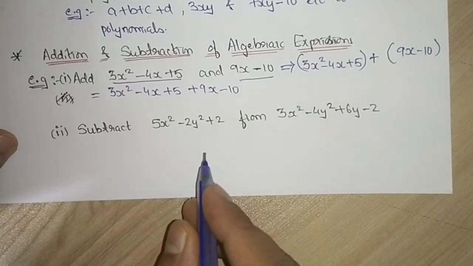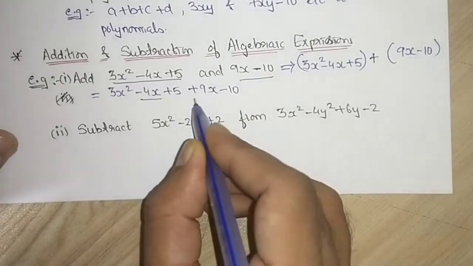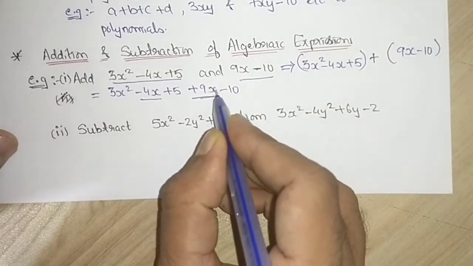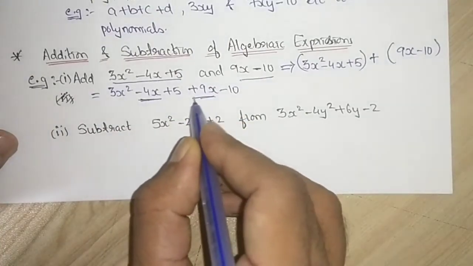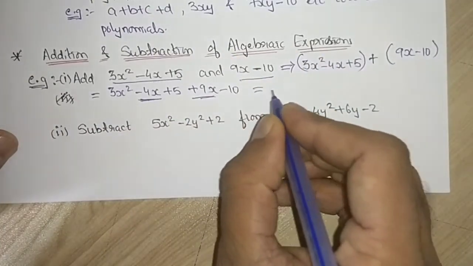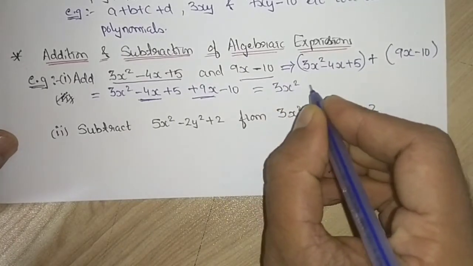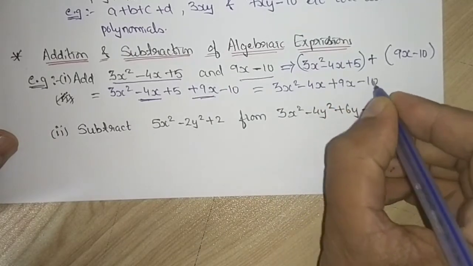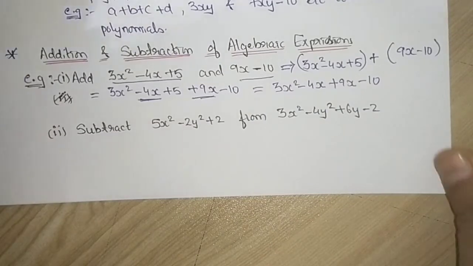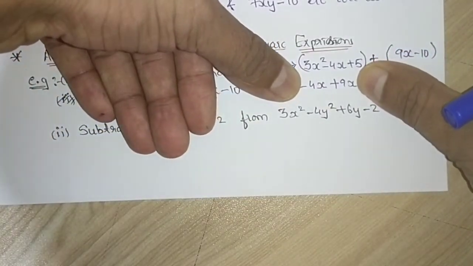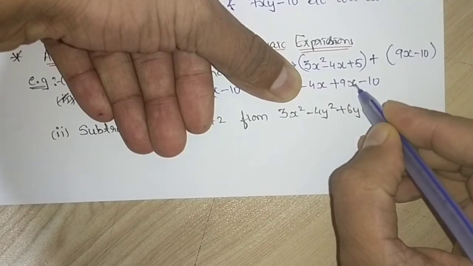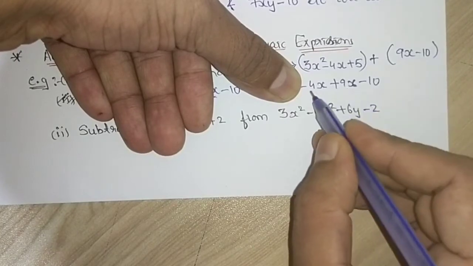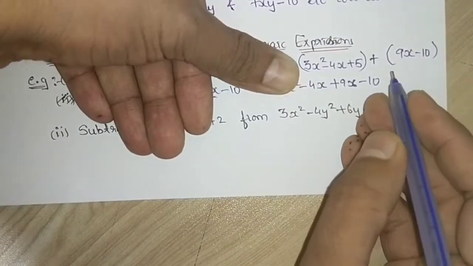Now what? Now you will add the like terms. Here you can see x, here it is x. The literal number is x, and these both are like terms. So we will take them at one place. So we will write 3x square minus 4x plus 9x minus 10. Now these are like terms. Consider x is an apple. 9 apples. If I ate 4 apples, how much will remain?